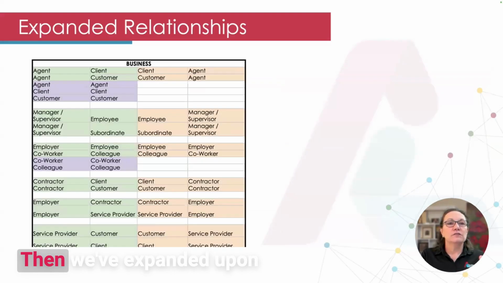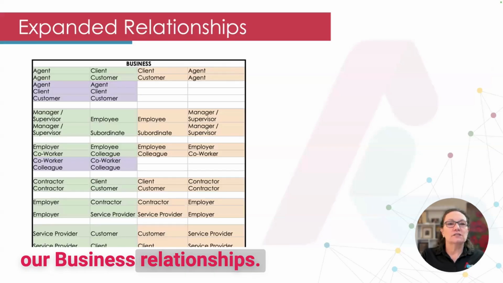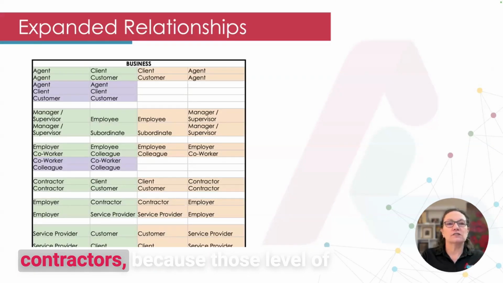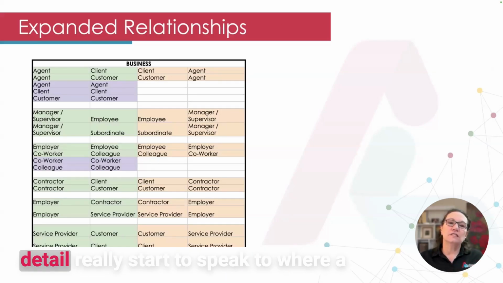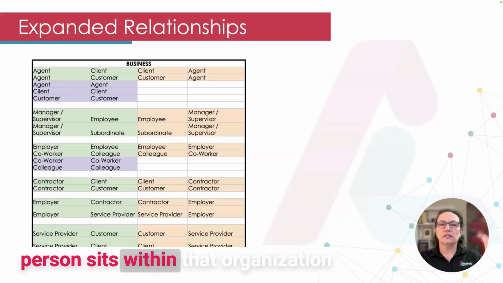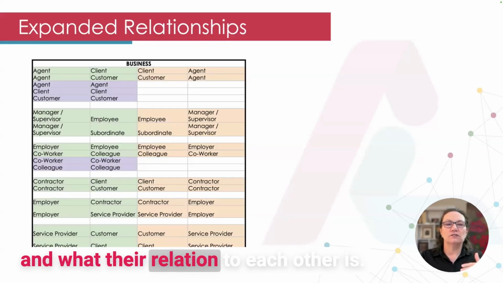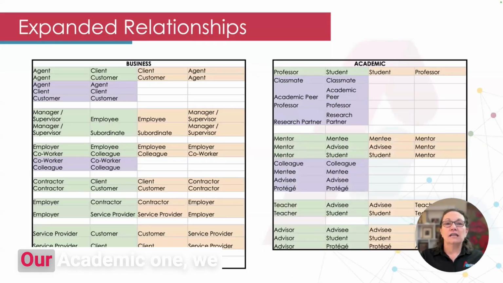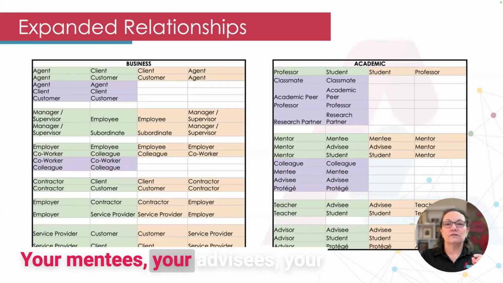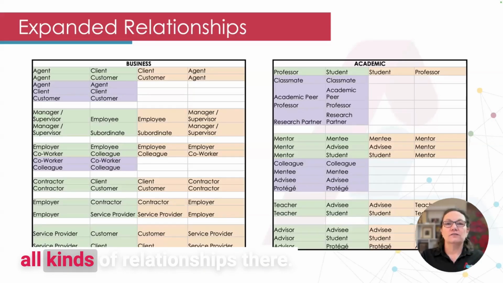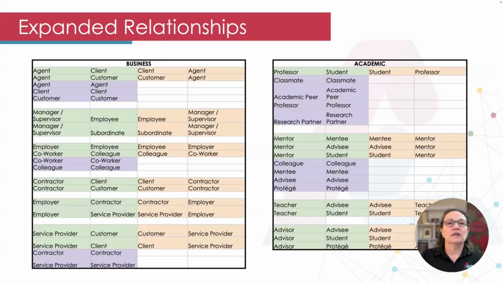Then we've expanded upon our business relationships. We've got service providers, clients, contractors, because that level of detail really starts to speak to where a person sits within that organization and what their relation to each other is, how they interacted with each other. Our academic one, we went nuts on that guy. Your mentees, your advisees, your proteges, your students, your professors, all kinds of relationships there.